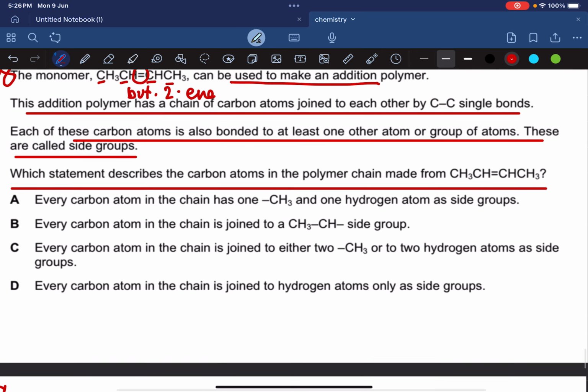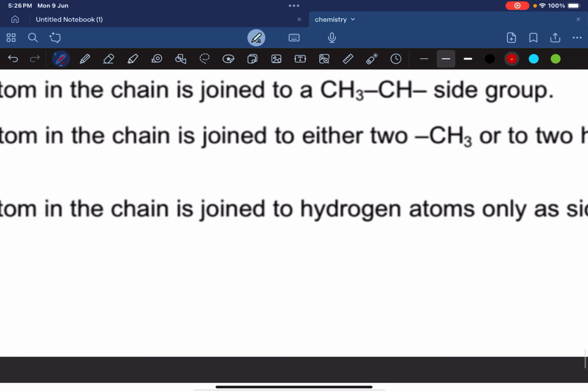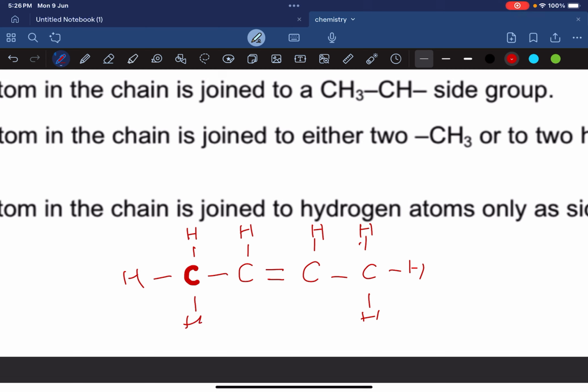Now what's basically happening is that you have butene and you're polymerizing it. To make an addition polymer, the first step is, I have butene, and if I draw it, what's the structure? It's going to be carbon, I have my hydrogen, then my other carbon, with the double bond on the second carbon, H, H, and then my other carbon, H, H, H. This is my butene molecule.